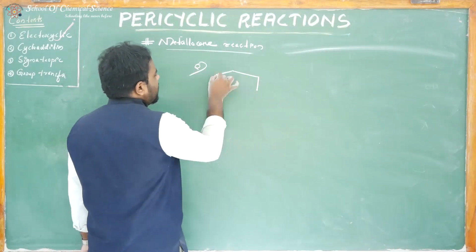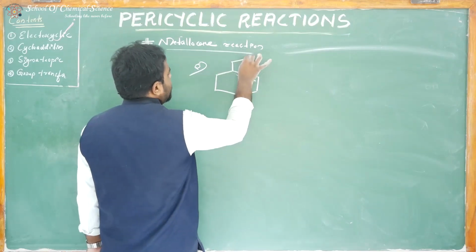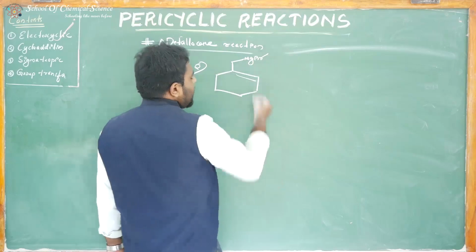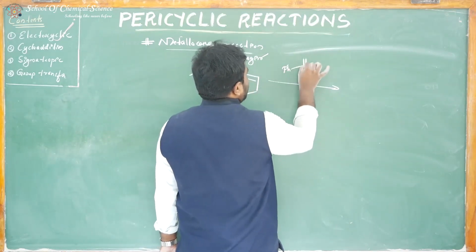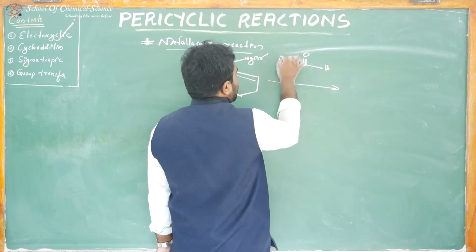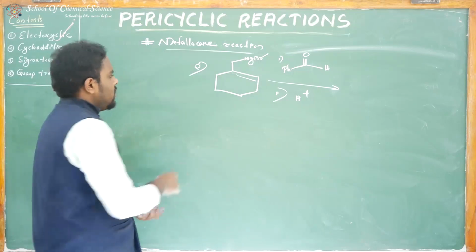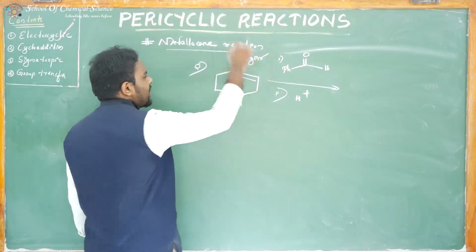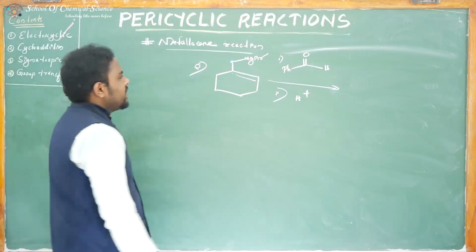A six-membered ring. Here a double bond, here MgBr. Next step, carbonyl C double bond O, followed by hydrolysis. What will be the reaction? 1, 2, 3, this is allylic carbon. At allylic carbon, a metal magnesium is there.